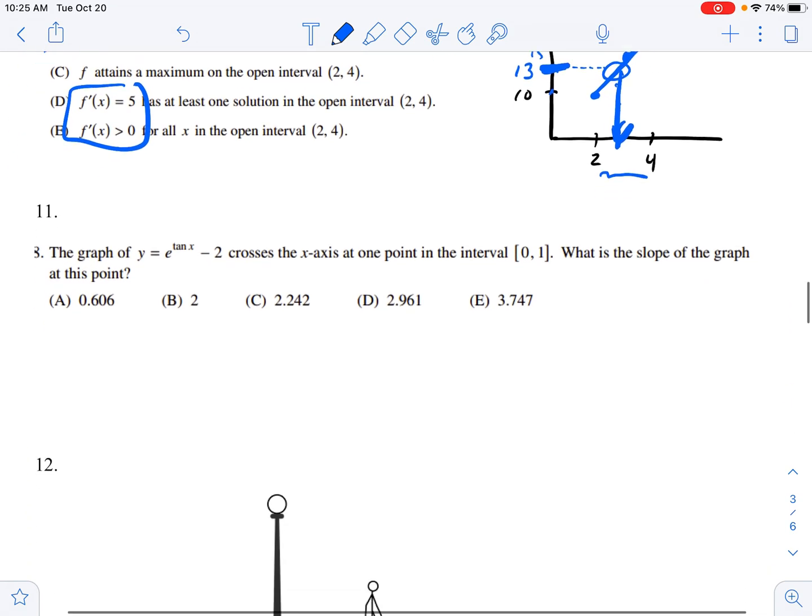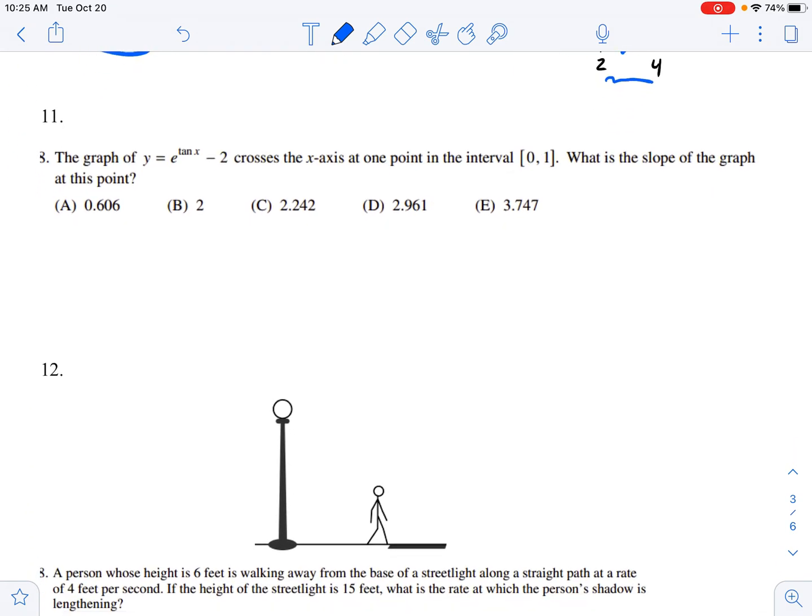Okay, number 11. This is a calculator one, but a good one, so I put it on here. The graph of y equals e to the tan x minus 2 crosses the x-axis at one point on the interval 0, 1. What is the slope of the graph at this point? Okay, so basically we want the slope, we want the first derivative at some point, but we don't know what the point is yet, okay? The clue is that this function is going to hit the x-axis somewhere on this interval.